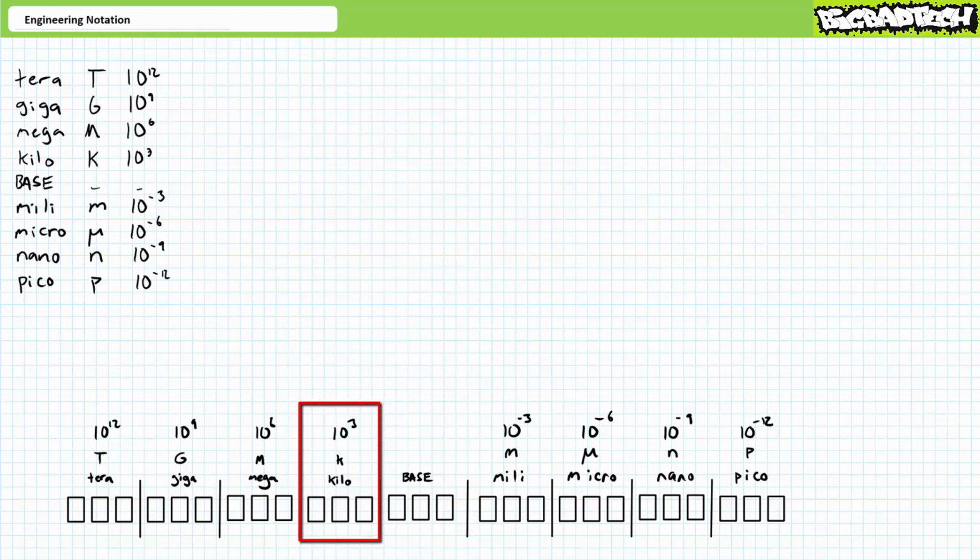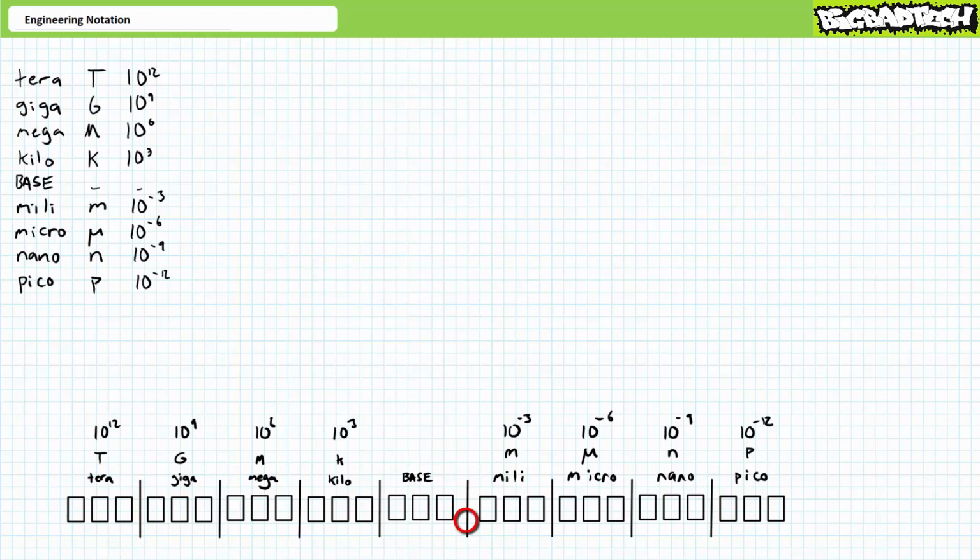The next larger prefix to the left is kilo. The next larger prefix to the left is mega. The next larger prefix to the left is giga. The next larger prefix to the left is tera. Our last set of example problems dealt with these larger numbers. Smaller numbers are similar, only they're on the right.